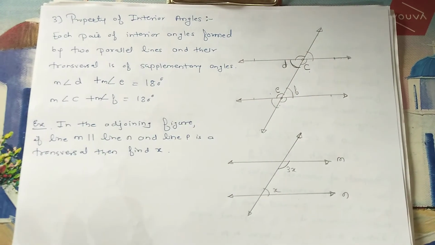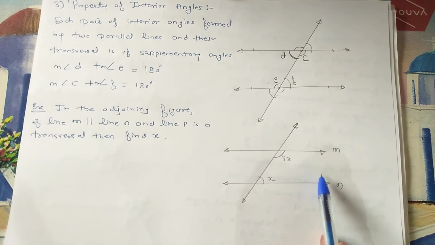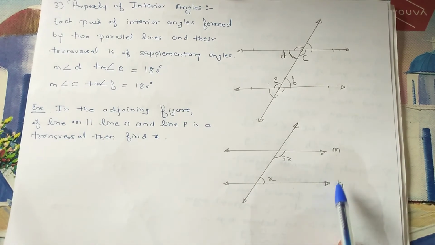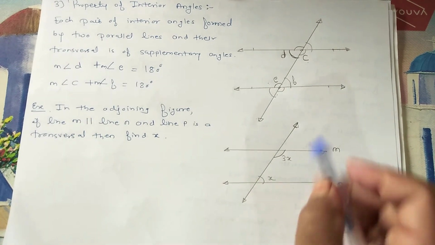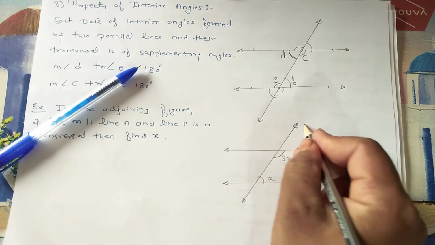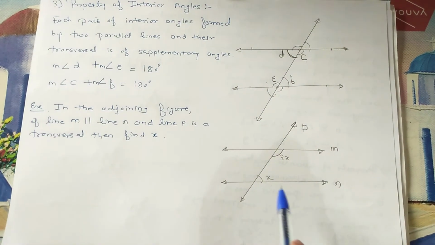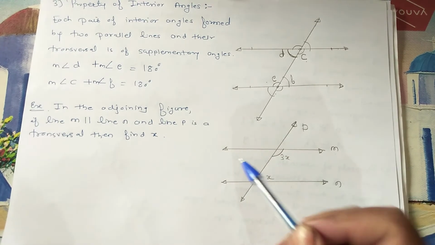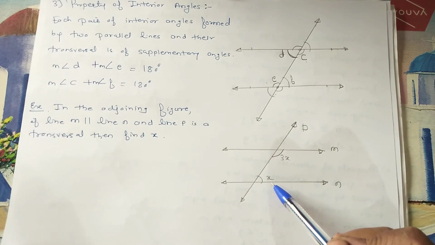So, let us consider one example. In the adjoining figure, this one is the figure. If line M and line N are parallel, this is the symbol of parallelism, and line P is a transversal, then find the value of x. Now, if you are observing this figure, these 3x and x form a pair of interior angles, and with the help of this property we have to solve this problem.